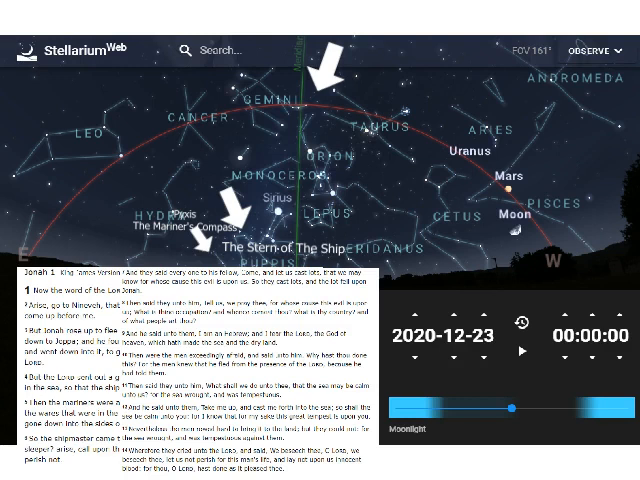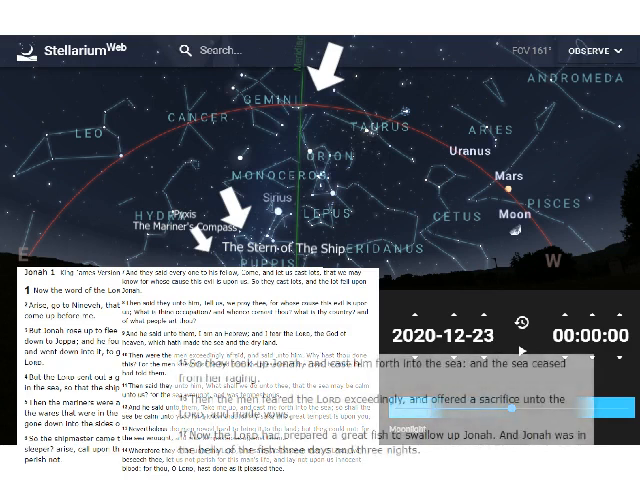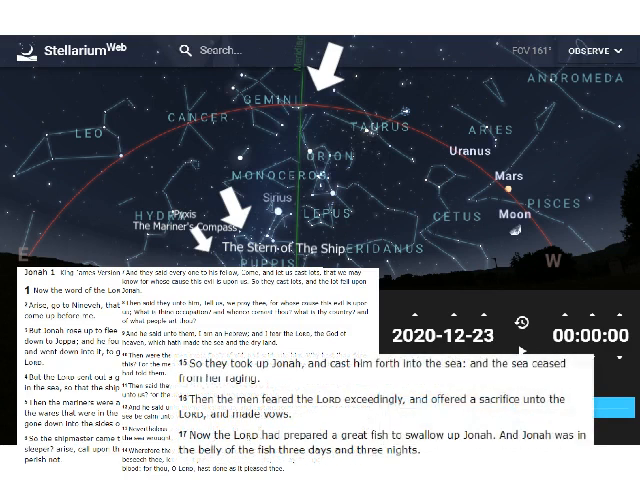Wherefore they cried unto the Lord, and said, We beseech thee, O Lord, we beseech thee, let us not perish for this man's life, and lay not on us innocent blood, for thou, O Lord, hast done as it pleased thee. So they took up Jonah, and cast him forth into the sea, and the sea ceased from her raging. Then the men feared the Lord exceedingly, and offered a sacrifice unto the Lord, and made vows.